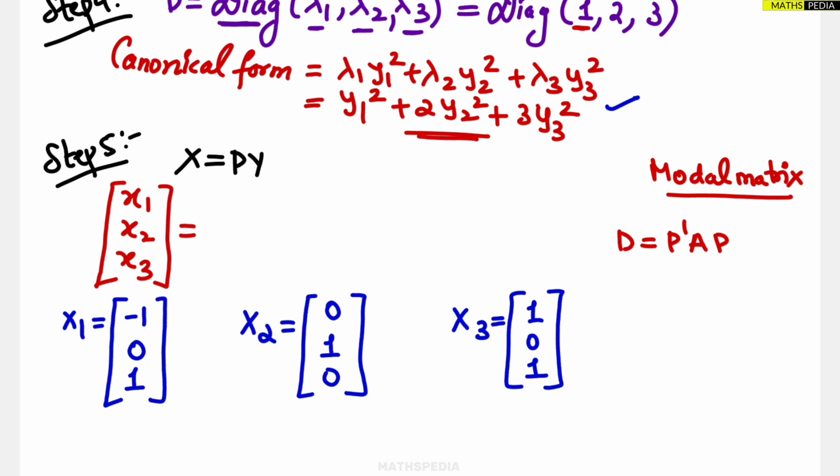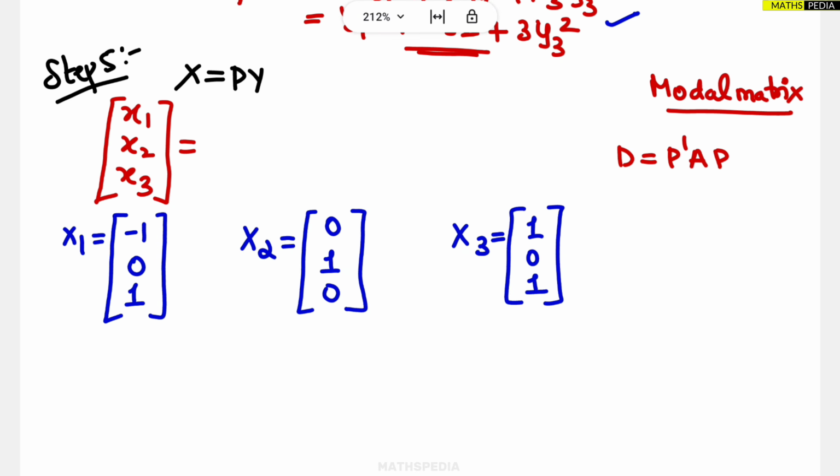Now using these eigenvectors, we are going to form the P matrix, the modal matrix. So we are going to normalize these vectors. How to normalize? That is quite simple. For x1, take the square root of the sum of the squares of whatever elements are there. So -1 square plus 0 square plus 1 square.